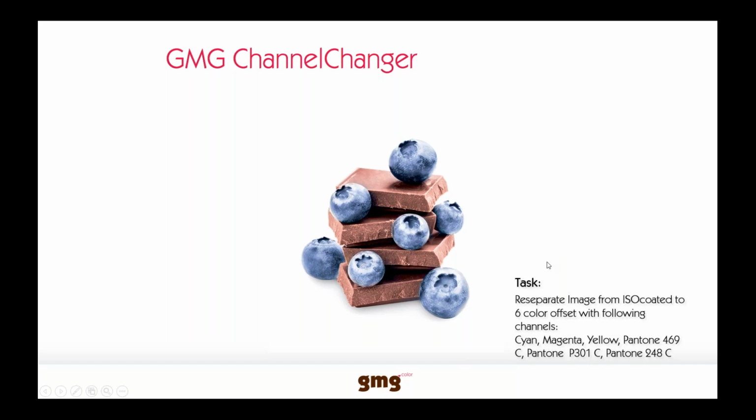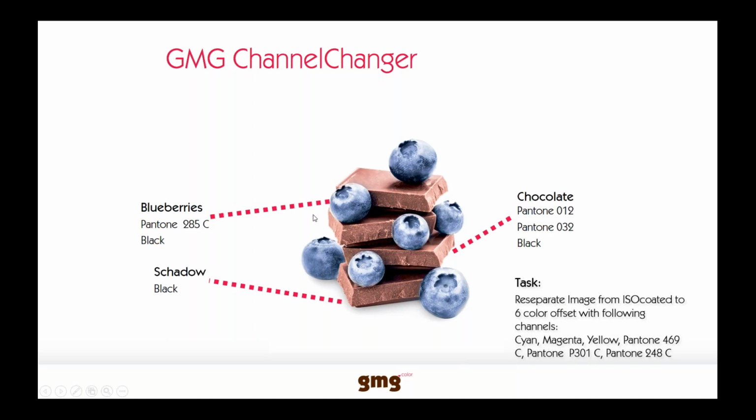The next thing is the GMG channel changer. That function allows you right now to also remove CMYK parts of an image. So here we work with a CMYK image as a starting point. The task in this case: we separate the image from ISO coated to a specific output condition with spot colors. So we want to convert now the blueberries here with a Pantone 285 and the black. We want to convert the shadow here below only with the black and the chocolate, and so on.